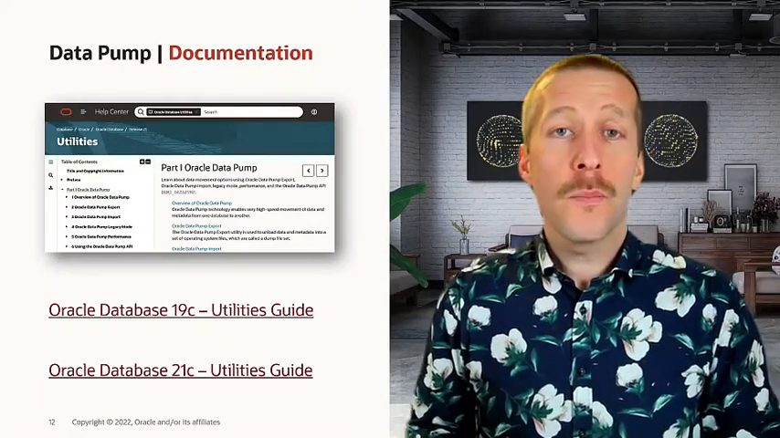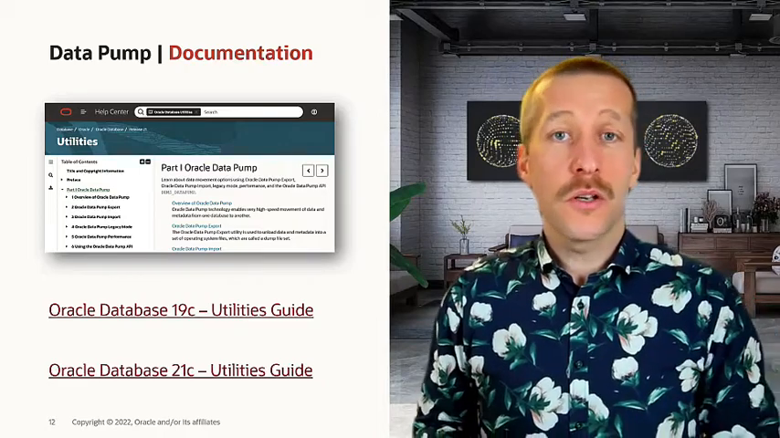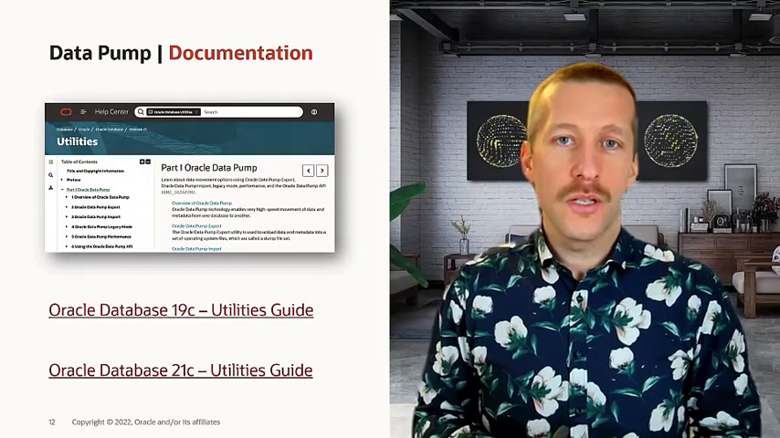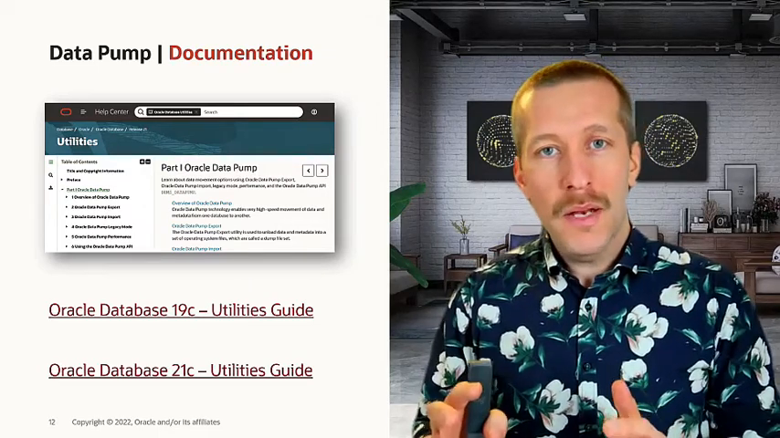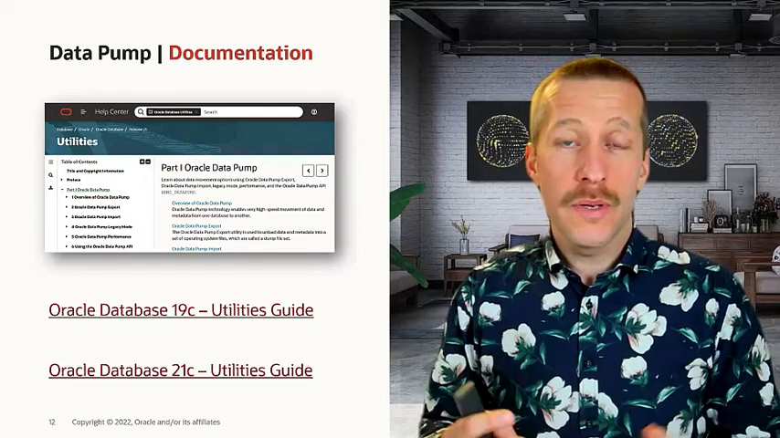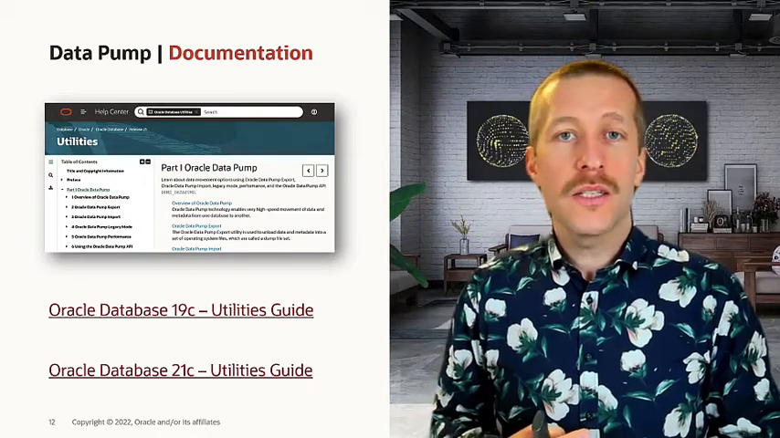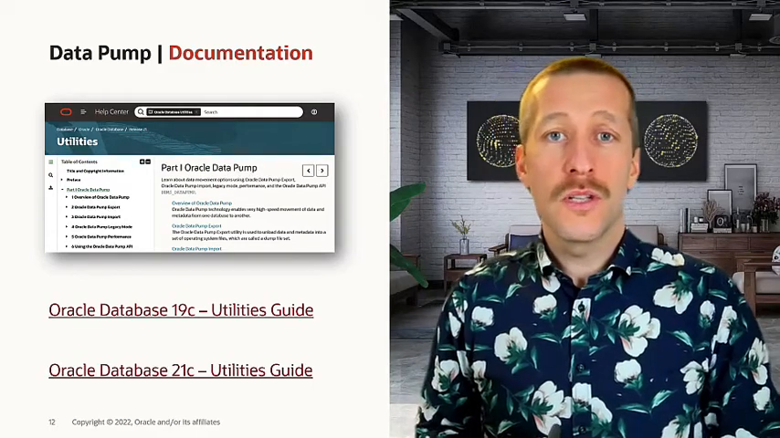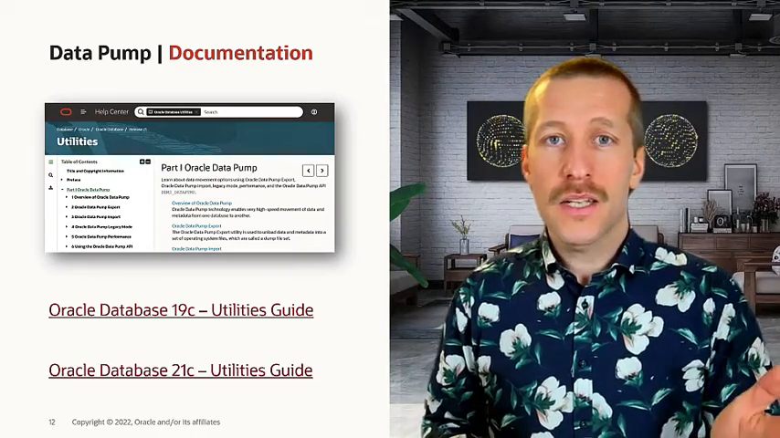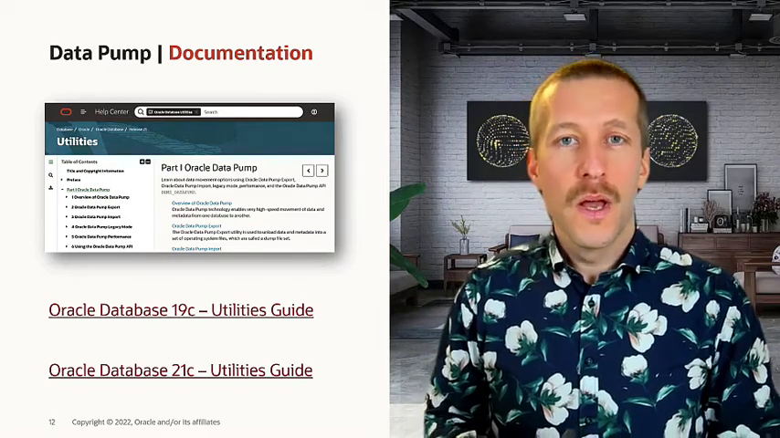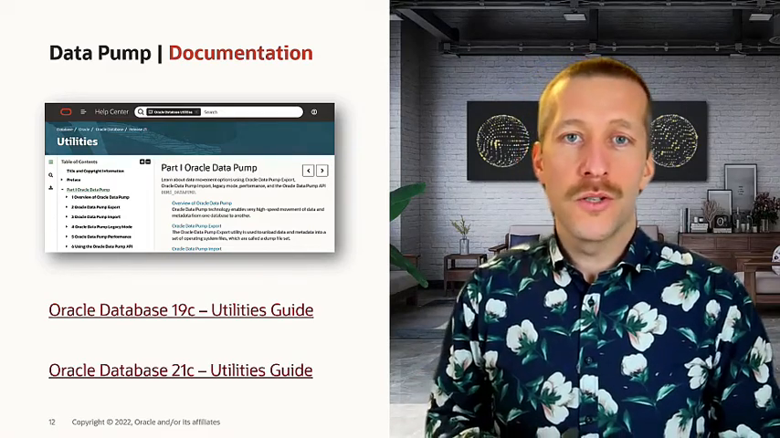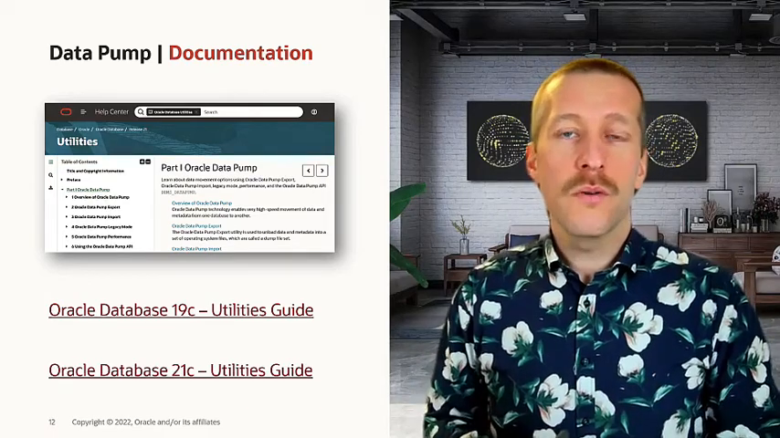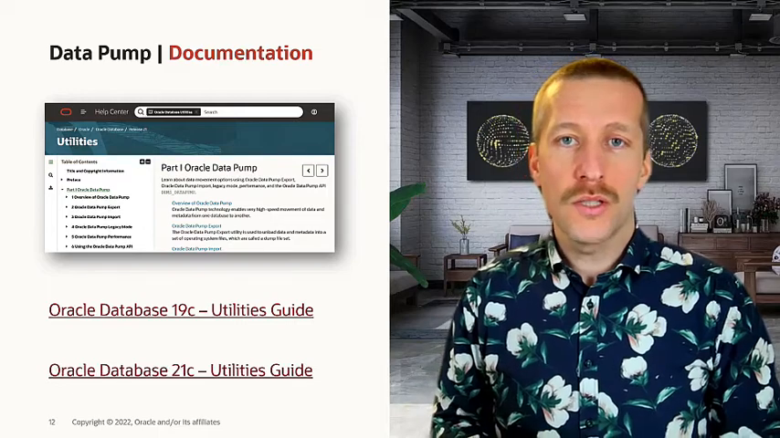If you need to know more about Data Pump, you can always head into the documentation. Information about Data Pump is stored in the Utilities Guide. Hopefully, many of you are already on Oracle Database 19c or upgrading to 19c. It is our current long-term support release. So you should go into the Utilities Guide in 19c. In the slide deck, you can find a link to it. But if you want to investigate some of the new features, you should head into the 21c documentation, where you can find information about, for instance, the new checksum feature.